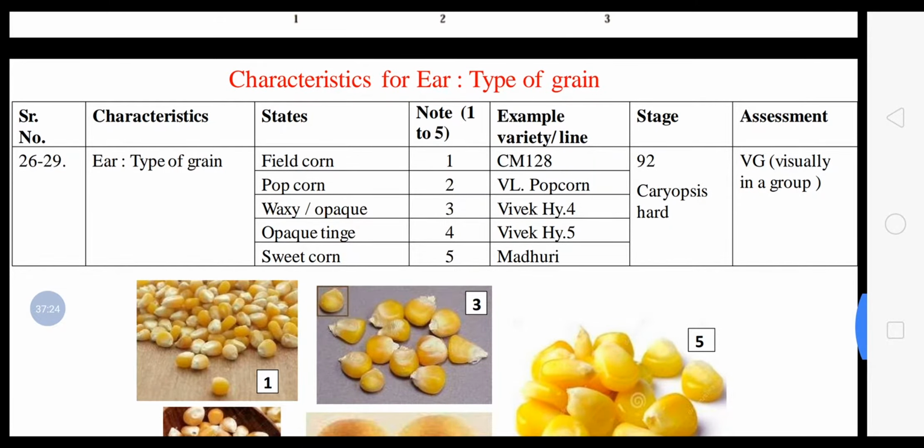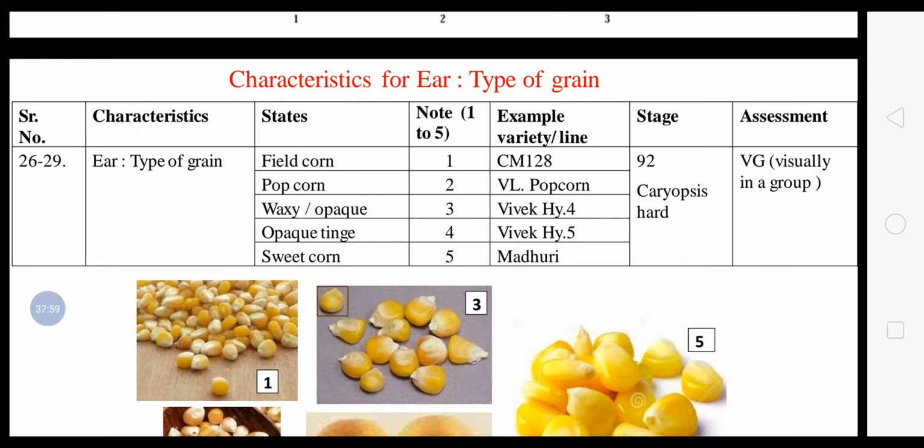Next character, that means 26, type of grains, is studied. The field corn is taken as 1, popcorn as 2, waxy or opaque corn as 3, opaque tinge as 4, and sweet corn as 5. Okay, field corn example is CM128. Many of our maize inbreds or varieties already developed come under this category. Those are field crops from which we take the atta or flour and prepare roti or whatever it may be.